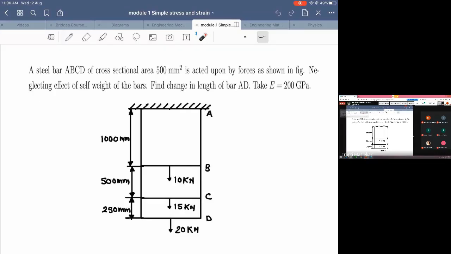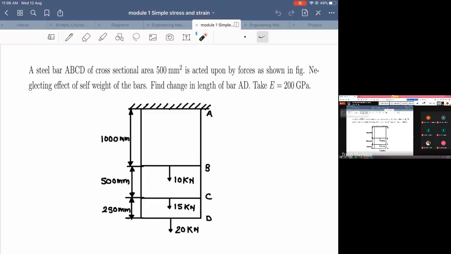Good morning, all. So let's see the problem based on the principle of superposition. The problem is: a steel bar ABCD of cross-sectional area 500 millimeter square is acted upon by forces as shown in the figure, neglecting the effect of self weight of the bar. Find the change in length of the bar. Take E as 200 gigapascal.